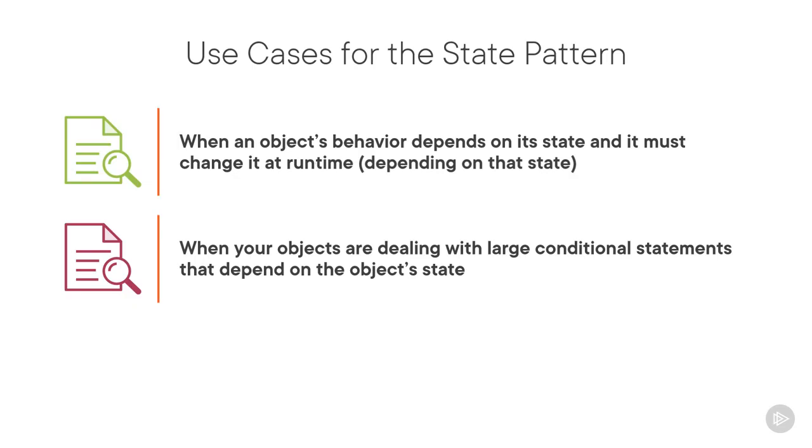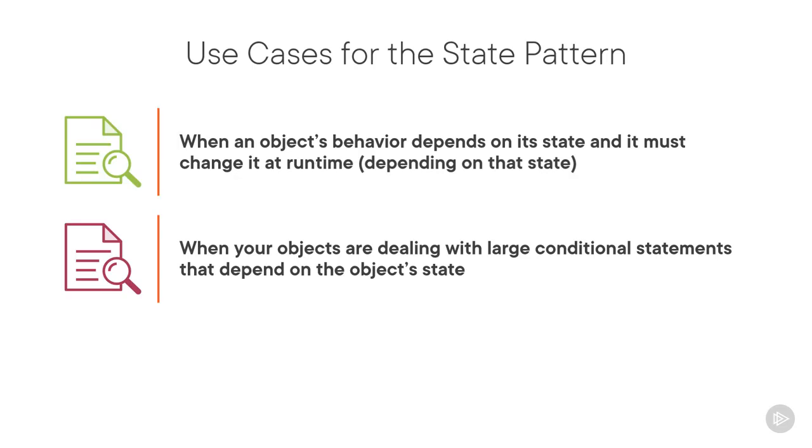Another good use case is when your objects are dealing with large conditional switch or if statements that depend on the object state. For example, by storing the state in an enumeration field on the object. Also not unlike our use case. This often results in several of your object operations containing the same conditional structure. That's what we would have ended up with in our naive implementation.